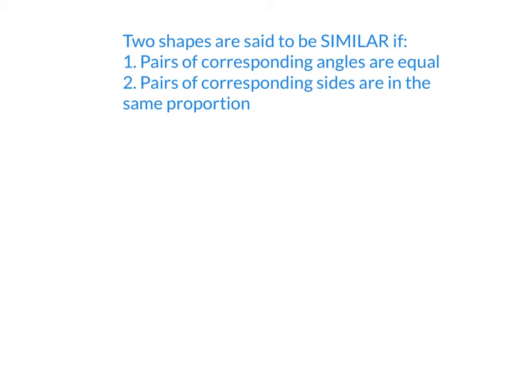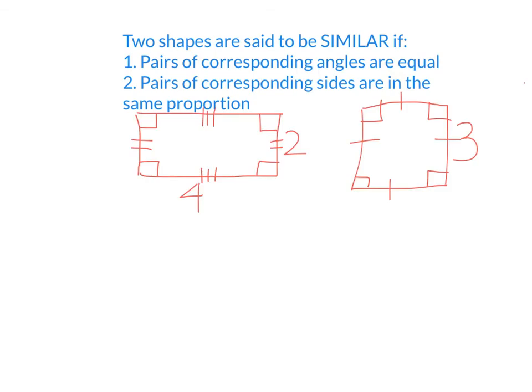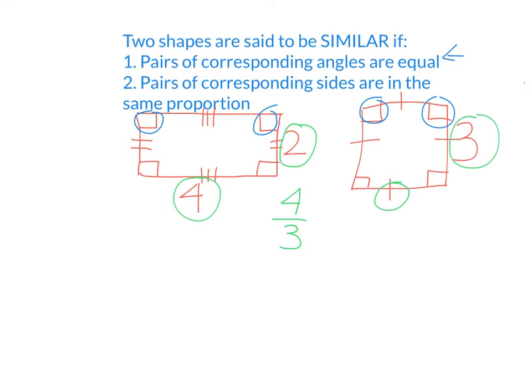So I'll give you an example of that. Let's say I have these two quadrilaterals here. Obviously the first is a rectangle, the second is a square. Now clearly the first condition here is satisfied. Pairs of corresponding angles are equal, right? But the sides are not in the same proportion. This side, which corresponds to this one, 4/3, that's the proportion there. But this side and its corresponding side, the proportion there is 2/3. 4/3 does not equal 2/3. So therefore, the corresponding sides are not in the same proportion.